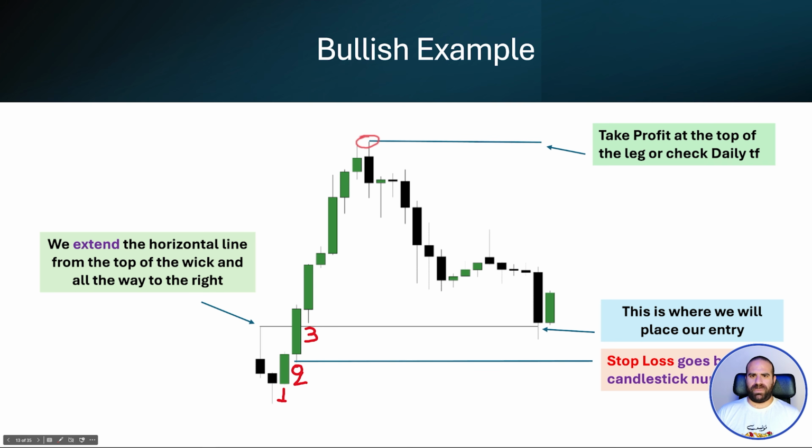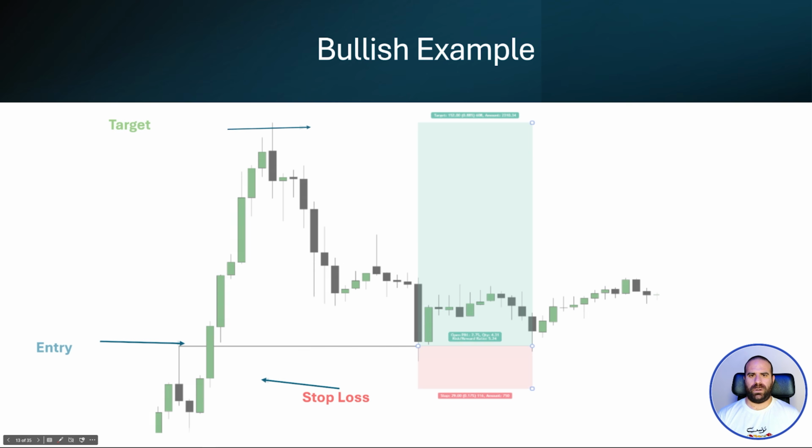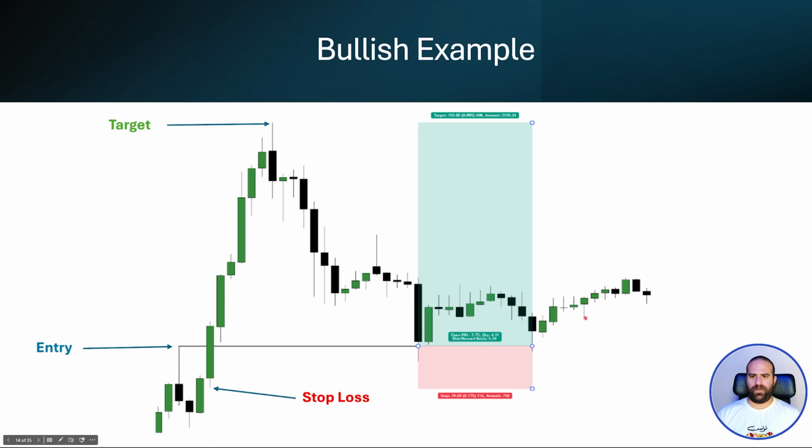Our profits are going to be taken at the top of this leg. Okay, or you can check the daily time frame or the hourly time frame just for the profits. Only for that. There you go. This is how our trade would look like, and this would give you a 5.25 to 1 reward to risk. Those are the exact rules. The entry would be here, and the stop loss would be right below this area if you extend that to the right, and the target is all the way up here.